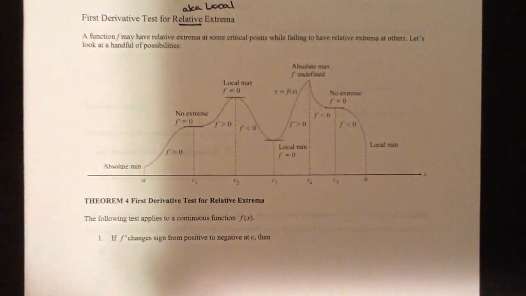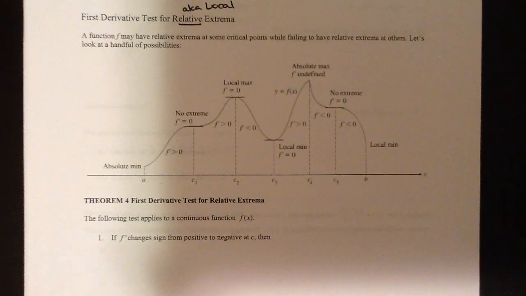This is one of those things, if you remember with sine and cosine inverse, we could see sine inverse or we could see arc sine. You never know what the AP test is going to give you. They might say local, they might say relative, so I just want us to know that those are the exact same thing. So relative or local, same thing.